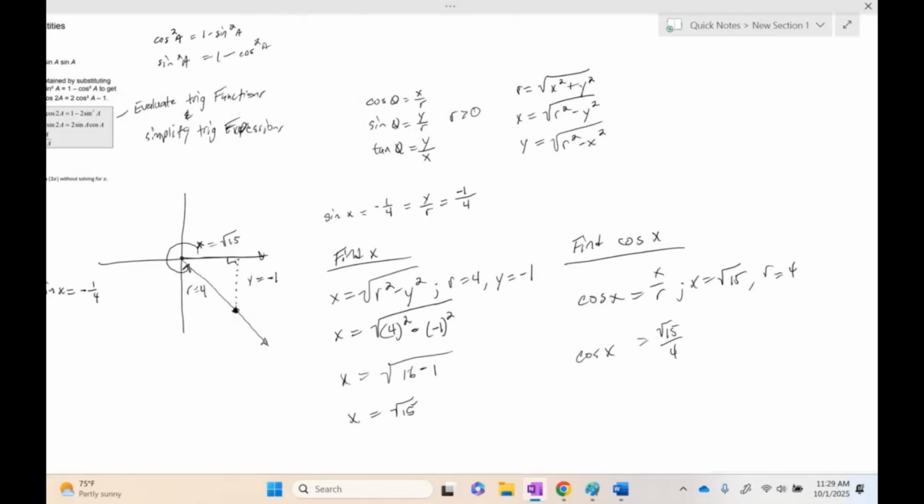So we made a triangle sketch in the fourth quadrant. We took the given information. The sine of x is equal to negative 1/4. Y was negative 1. R was 4. We substituted in those values. We found x using the Pythagorean theorem. And then we're able to find the cosine by just sticking that x value over r.